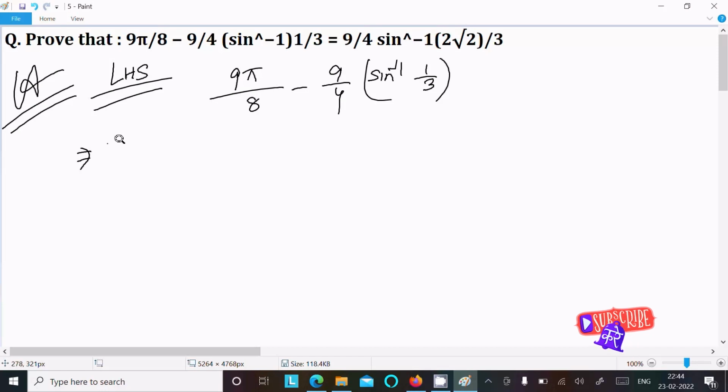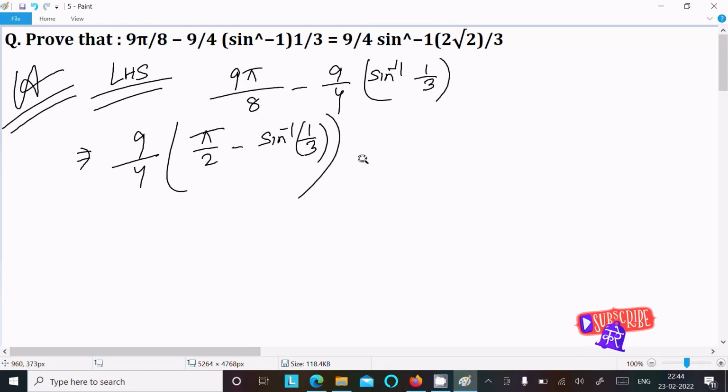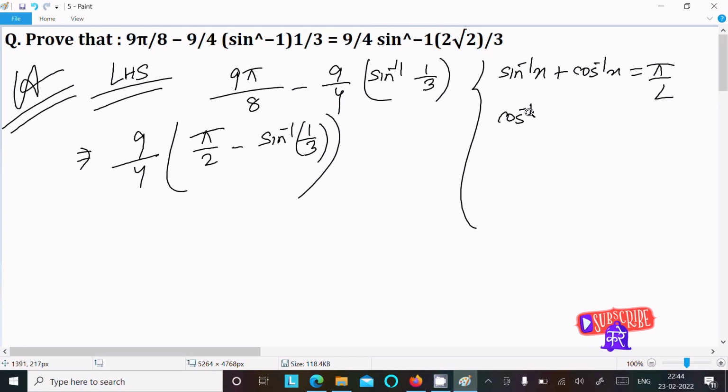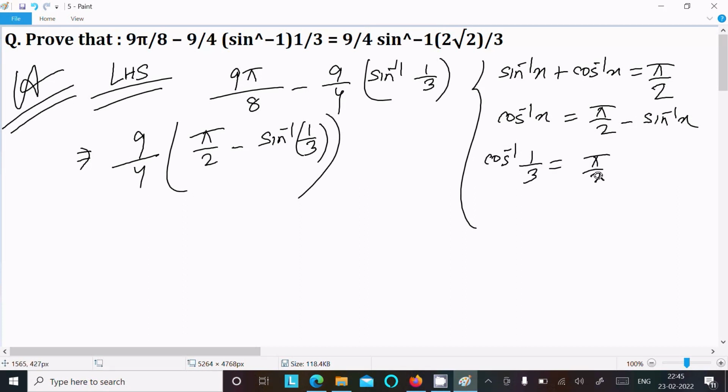Now the next step: let's take the common. 9 by 4 is common, so there we can write pi by 2 minus sine inverse 1 by 3. And here we know the formula: sine inverse x plus cos inverse x equals pi by 2. So cos inverse x we can write as pi by 2 minus sine inverse x. Here we can put x as 1 by 3, so this is pi by 2 minus sine inverse 1 by 3.